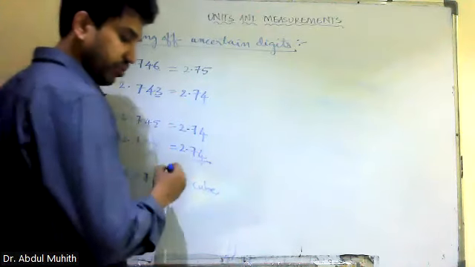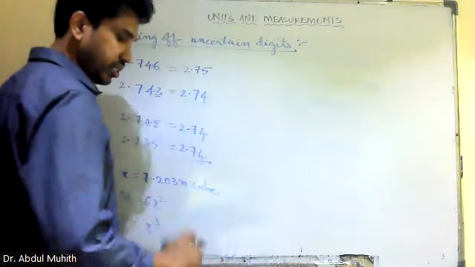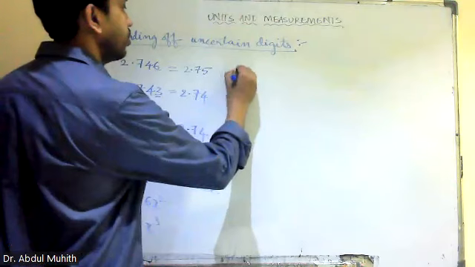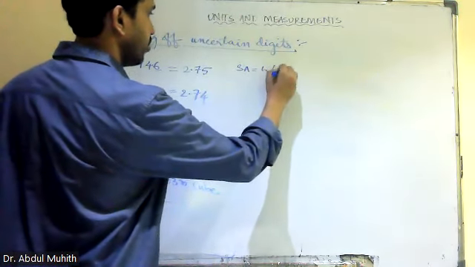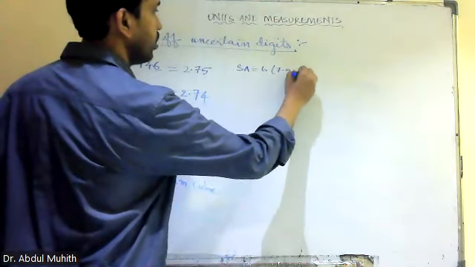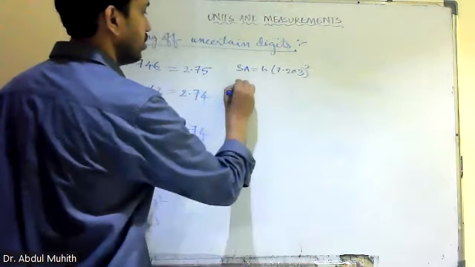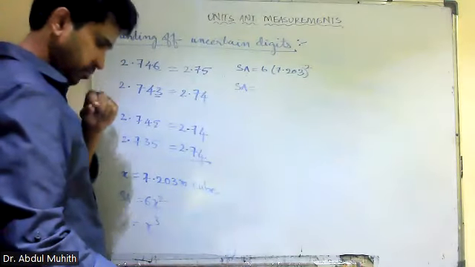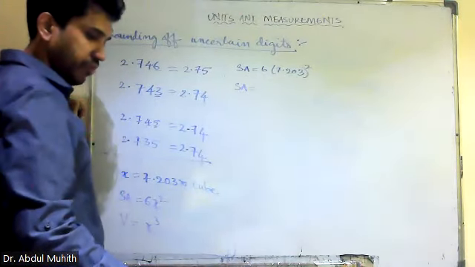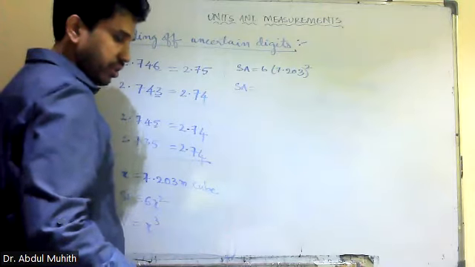So what do I do now? Surface area is 6x square. 6 into 7.203 whole square. So surface area equal to how much now? 311.3. Okay.